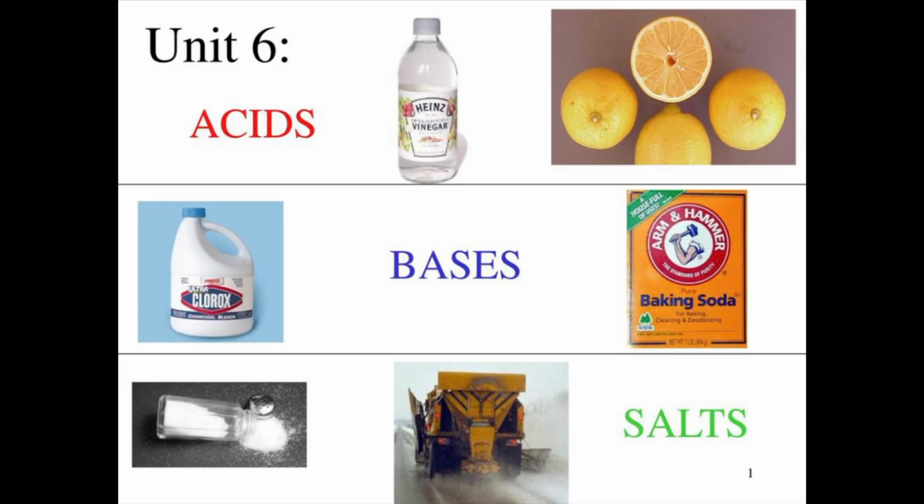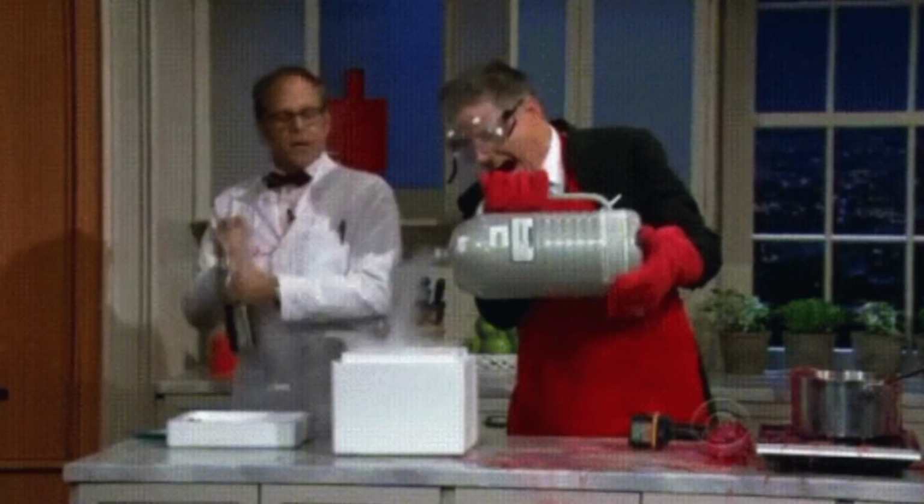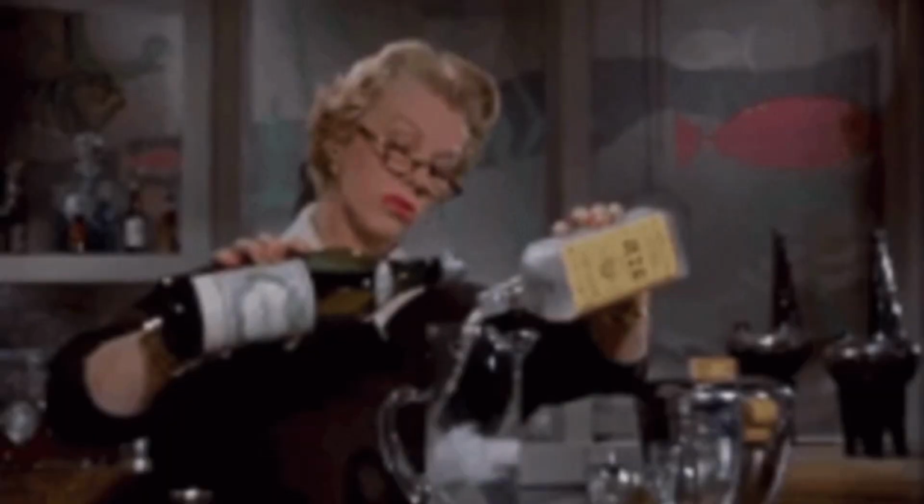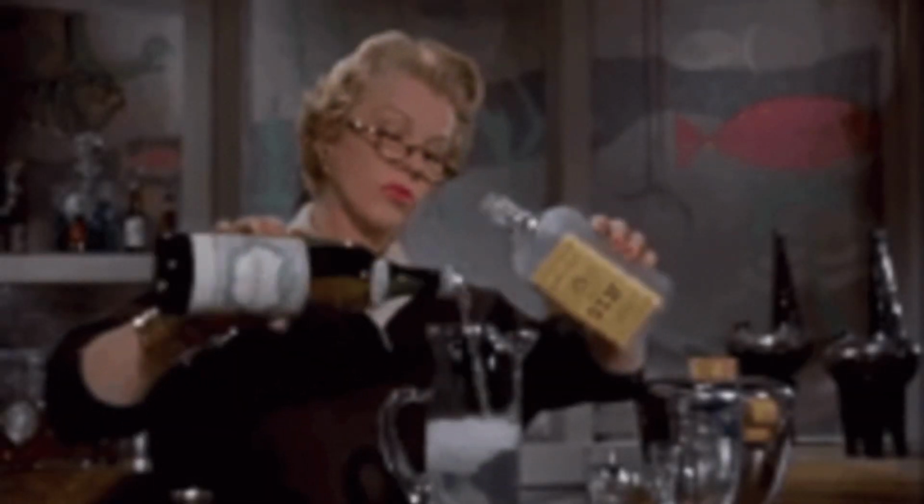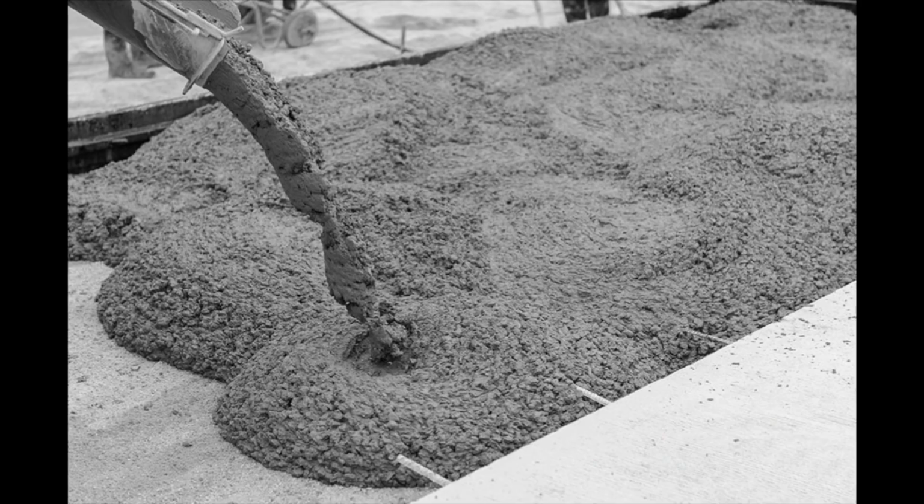The four classifications of compounds are acids, bases, salts, and oxides. When two elements combine physically, they form a physical mixture. Two examples of a physical mixture are pure air and concrete.